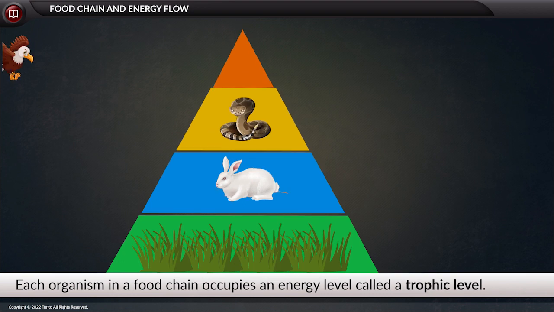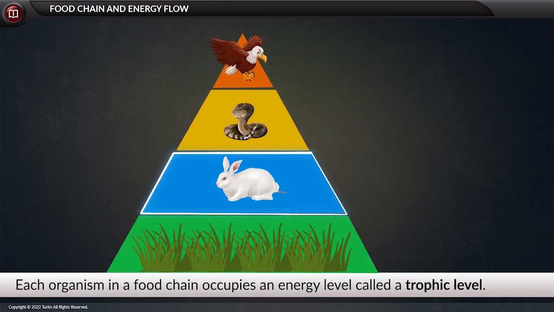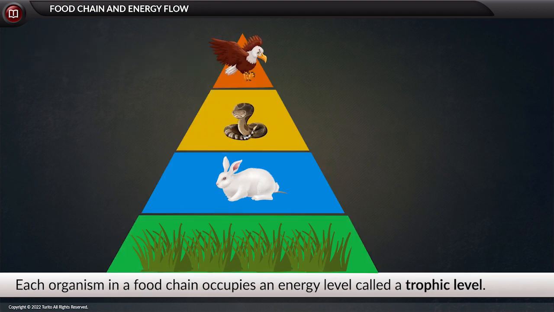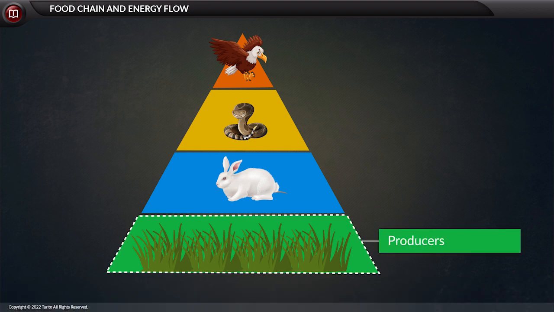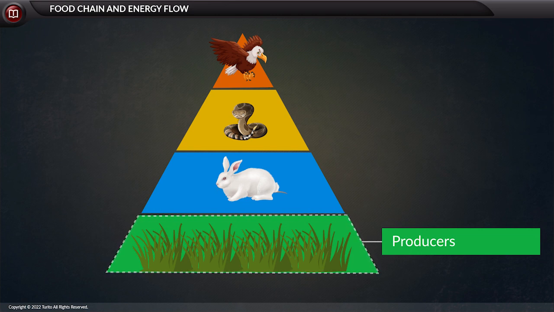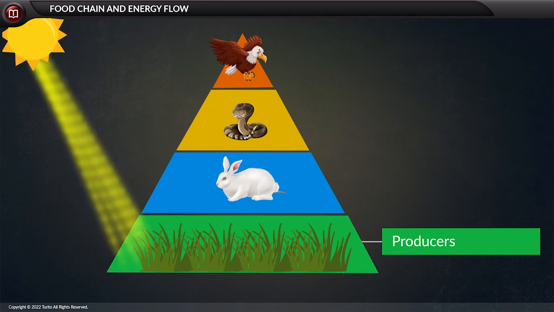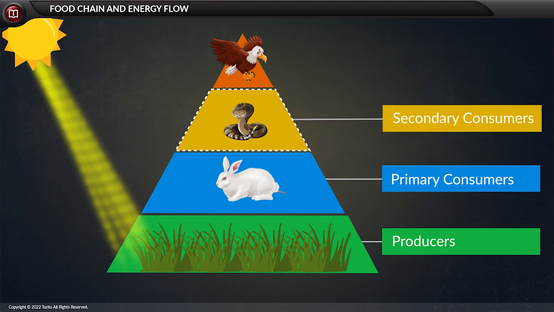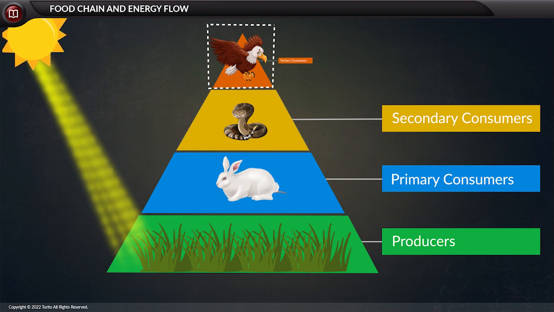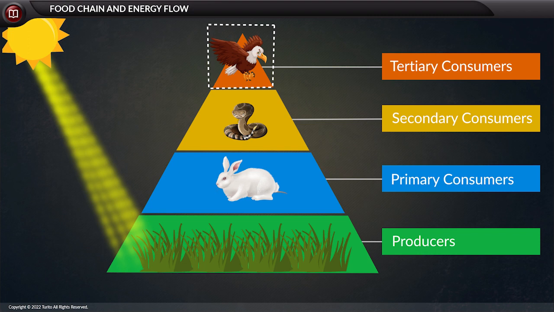Each organism in a food chain occupies an energy level called a trophic level. The autotrophs form the first trophic level and are called producers. They fix up the solar energy and make it available for heterotrophs or consumers. The herbivores or the primary consumers are at the second level. Small carnivores or the secondary consumers are at the third, and larger carnivores or the tertiary consumers occupy the fourth trophic level.